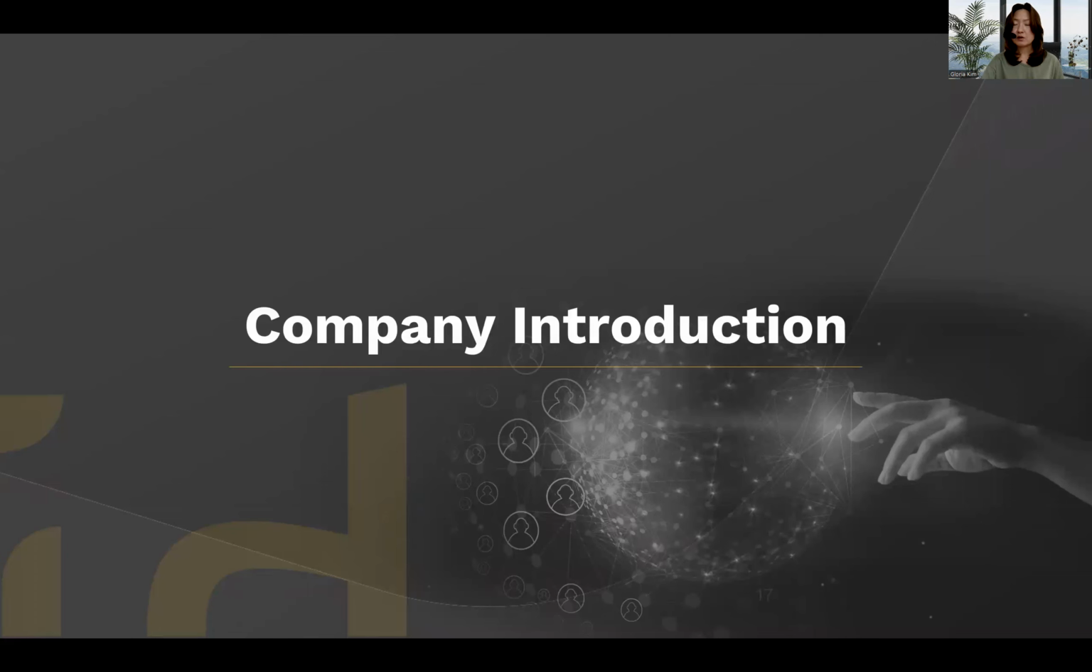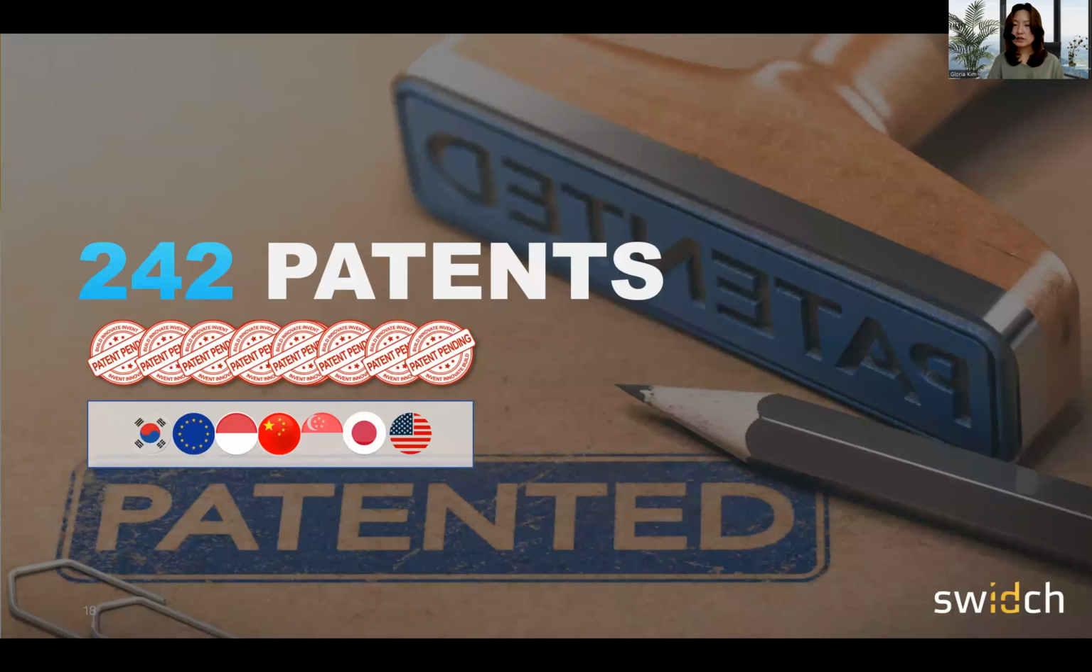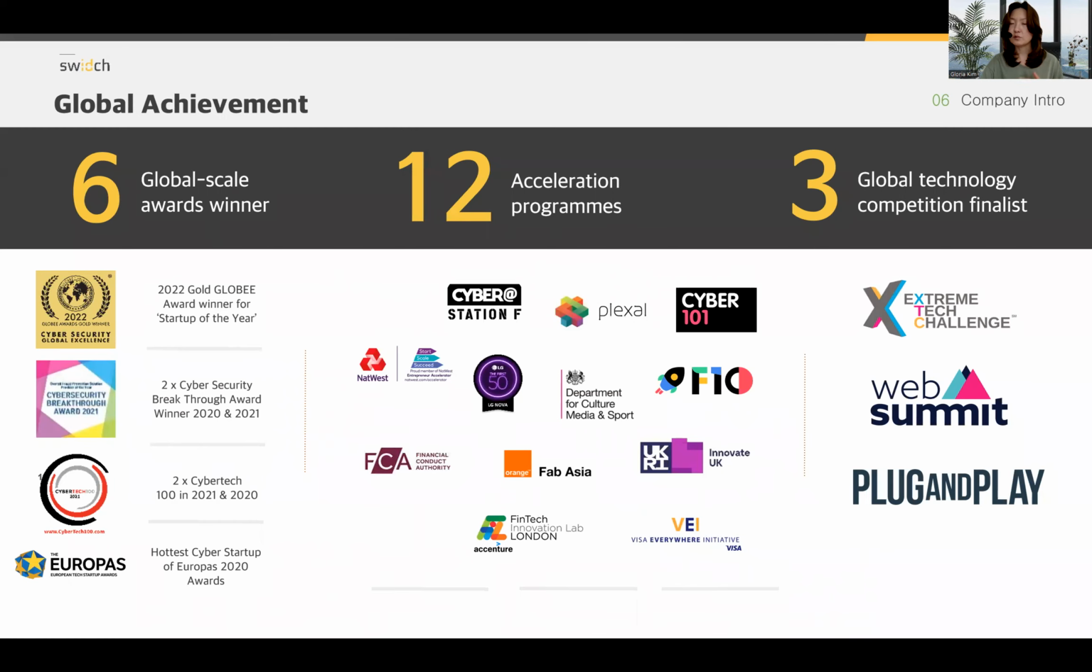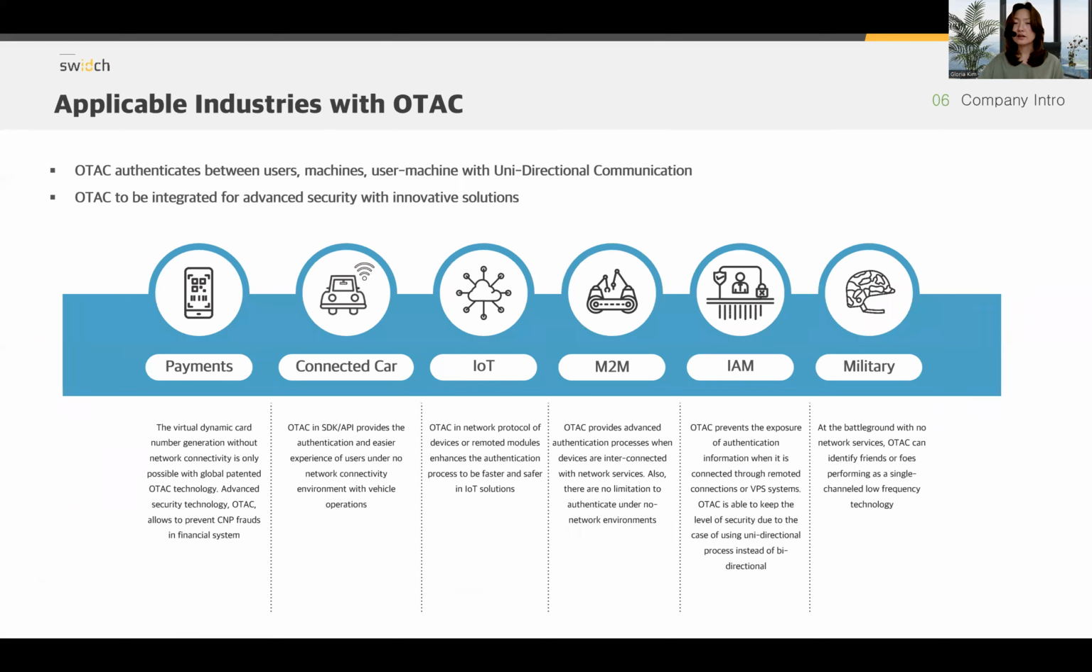Now, let me introduce our company shortly. swIDch is a tech-based company and holds more than 242 patents worldwide. And the excellence of OTAC technology has been recognized in several international awards and competitions. And last, OTAC is highly scalable in various verticals, and we do not supply final products or services. Rather, we have a license-based business model that allows our partners to directly supply their products and services to the market.